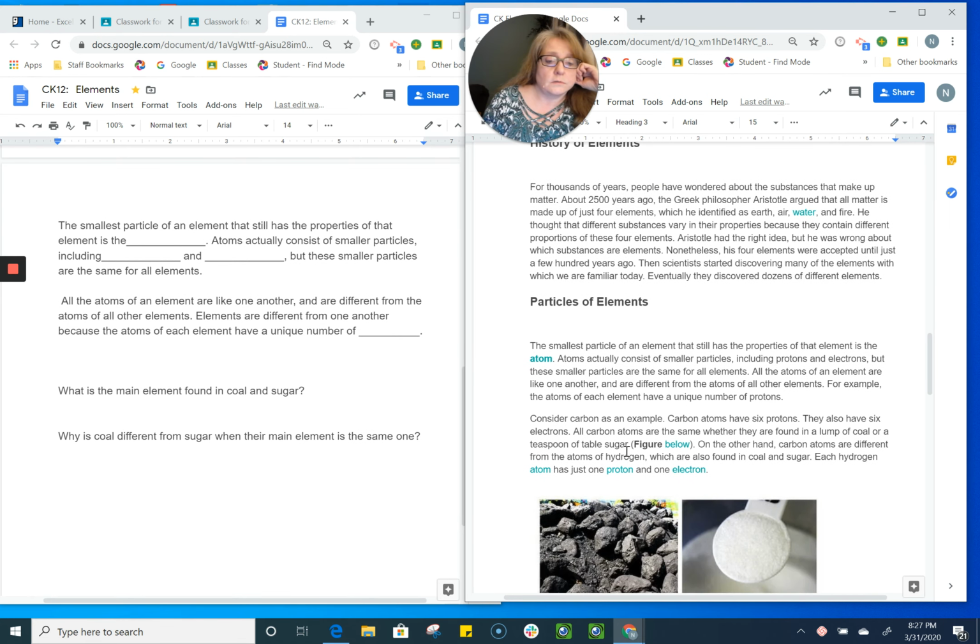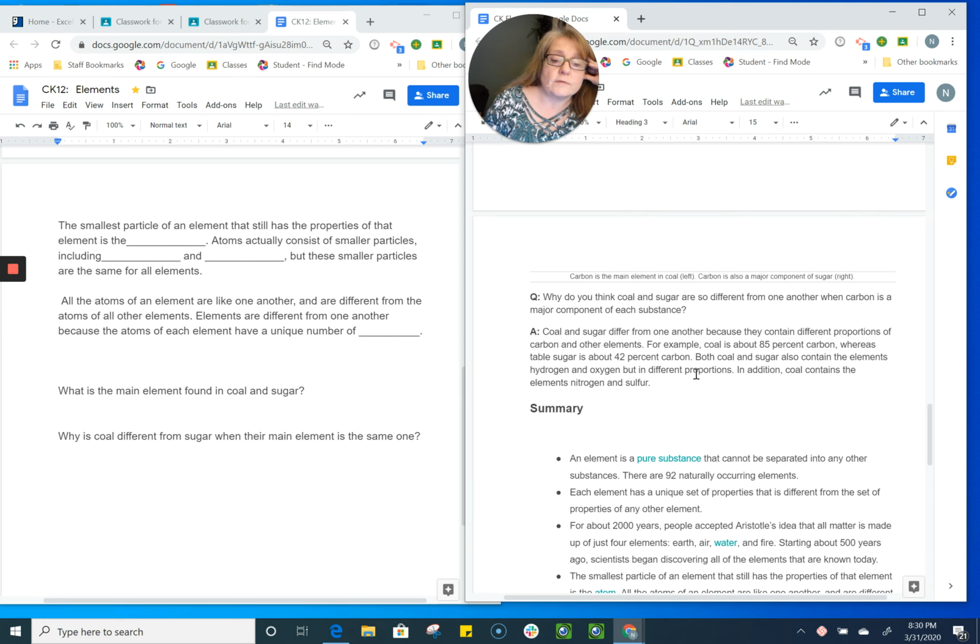Okay, so here's your coal, here's your sugar. And the question is, why do you think coal and sugar are so different from one another when carbon is a major component of each substance? And the answer is coal and sugar differ from one another because they contain different proportions of carbon and other elements. For example, coal is about 85% carbon, whereas table sugar is 42% carbon. They both contain hydrogen and oxygen, but in different proportions. In addition, coal contains the elements nitrogen and sulfur.